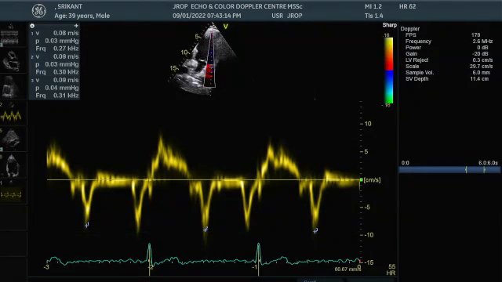And sir, when we take the E by E prime ratio, for E prime we take septal and lateral. Suppose this septal was 10. Lateral is always more. Suppose lateral is 14. 10 plus 14 is 24. Half of that is 12. Then divide by E. E wave is suppose 100. 100 divided by 12. That will give you E to E prime. You have to take the average.